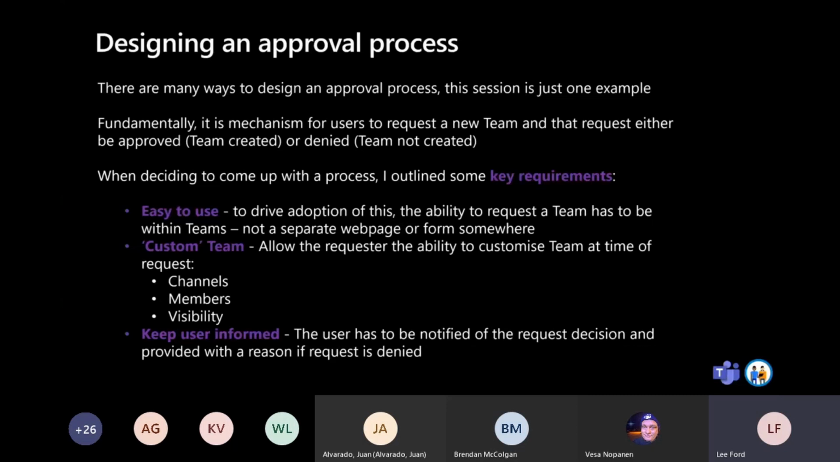And I want them to be able to customize, not just "I want a team and this is the team name." I want them to be able to add members and channels and the visibility of the team, and also provide a justification for the team so that whoever's doing the approval process can see why they're requesting that team, rather than just saying "I want this team" without any context to it.